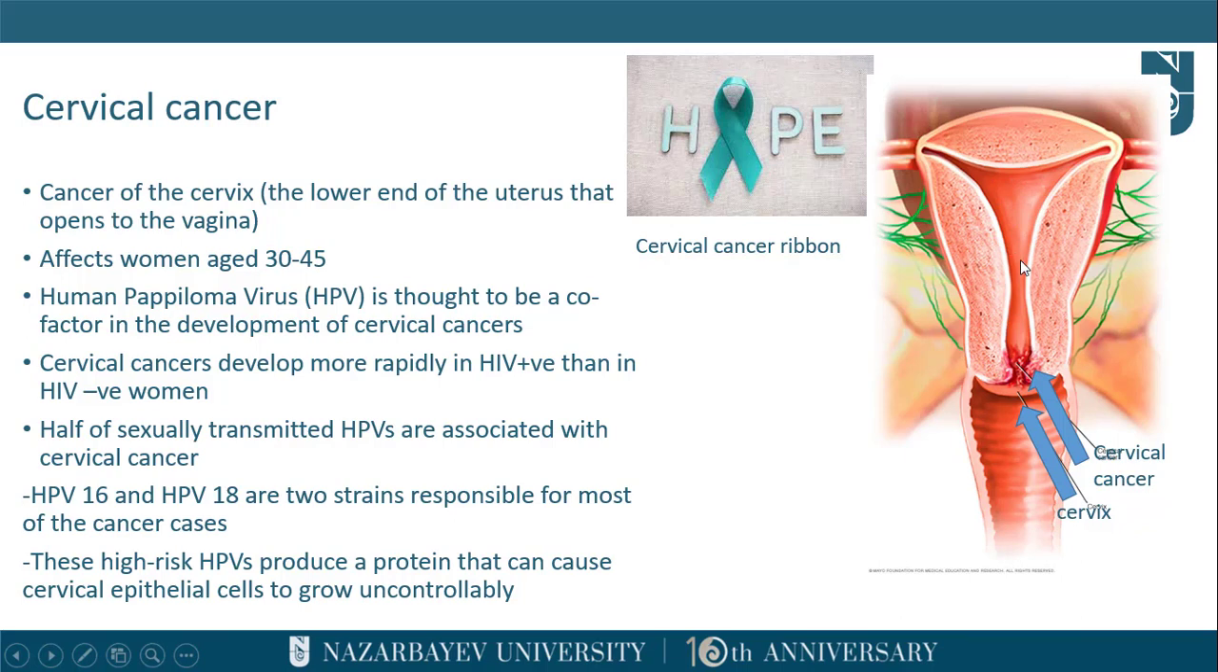The major cause of cervical cancer was considered to be HPV, that is human papilloma virus, and it is sexually transmitted. It was also found that HIV positive women tend to develop cervical cancer more frequently and more rapidly than people without HIV. The sexually transmitted HPV strains are HPV 16 and 18, and they produce a protein that causes the epithelial cells of the cervix to grow uncontrollably.